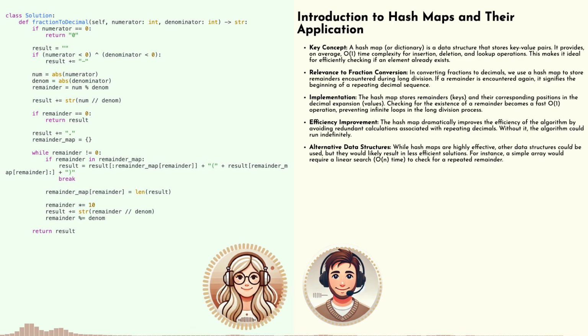Exactly. And as we continue with that long division, we can quickly check if each new remainder already exists as a key in our hash map. Right. If it does, boom, we know we've hit a repeating cycle and we know where that cycle starts. This is brilliant. It's like a detective using fingerprints to catch a repeat offender.